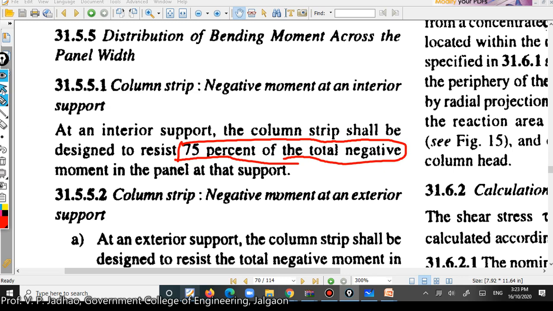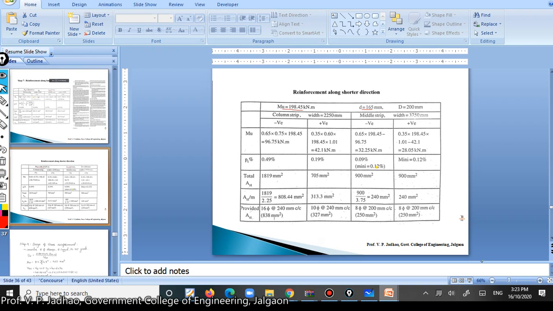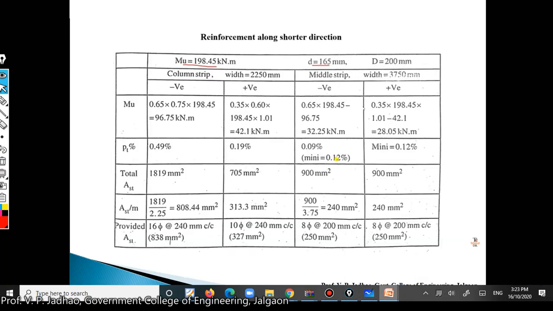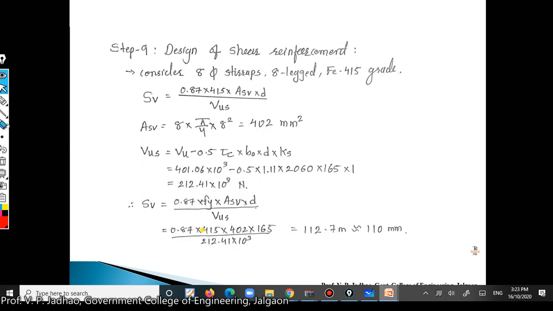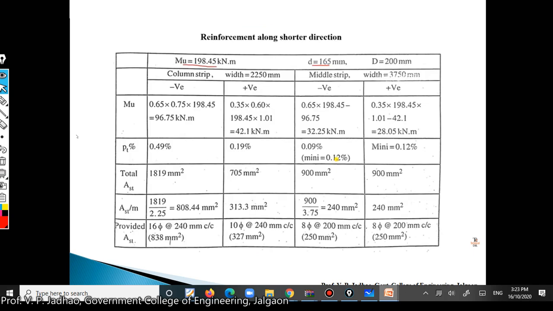Okay, so here you can see 75% of this bending moment, that is 0.65 multiplied by 198.45. Out of this, 75% is taken by the column strip. So that comes out to be 96.75.